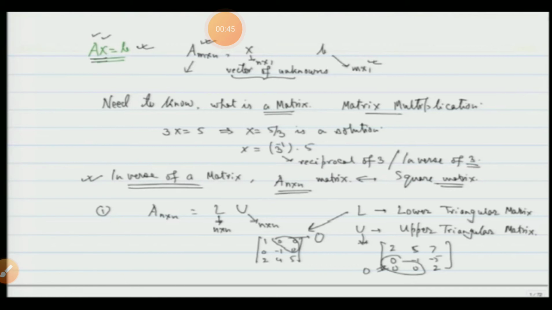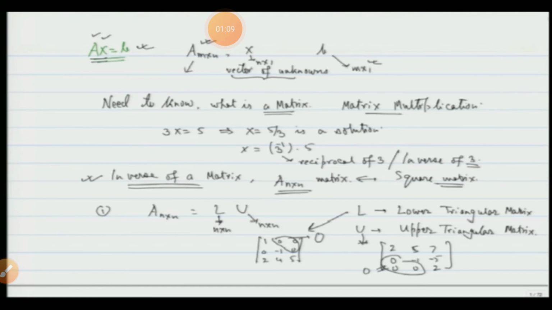And from the beginning we know that 3x = 5 implies x = 5/3 is a solution. This can also be written as 3 inverse into 5, where 3 inverse is known as the reciprocal of 3, or we can also say that it is the inverse of 3. So we need to know how to find the inverse of a matrix.